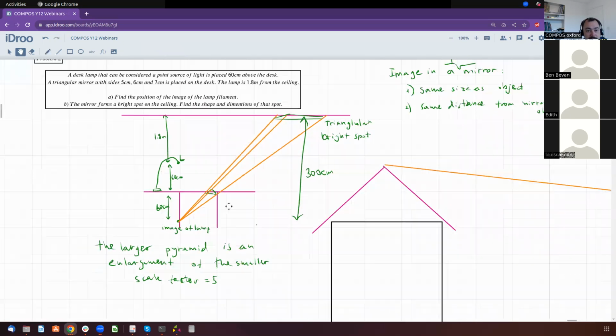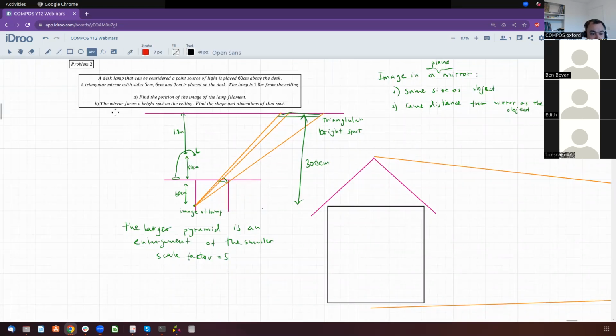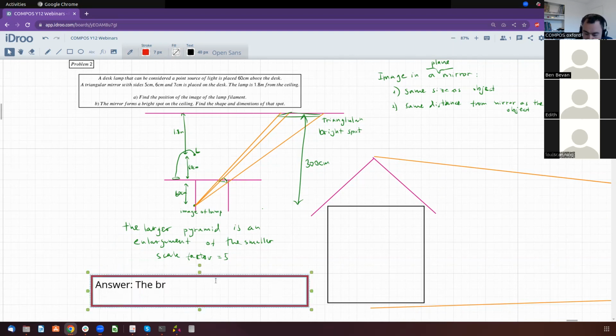Hence, the bright spot has the shape of a triangle with sides 25 centimeters by 30 centimeters by 35 centimeters. That's B.